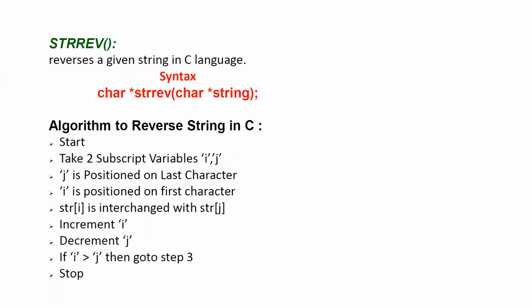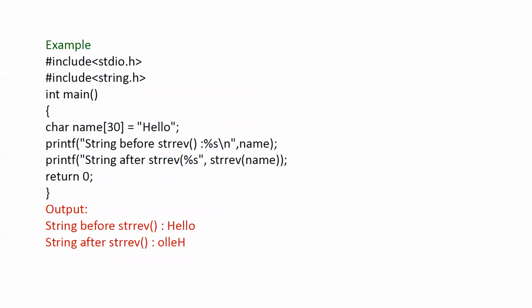Now, for example, let's look at this. HELLO is given here. Now what happens? i is placed here and j is placed here. i is placed at H and j is placed at O. Now the characters at positions i and j are interchanged. So H is moved to this place and O is moved to this place.